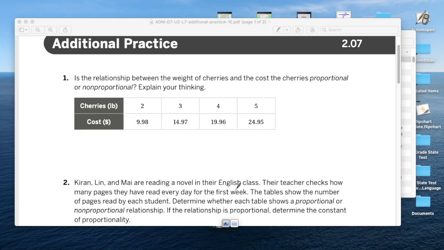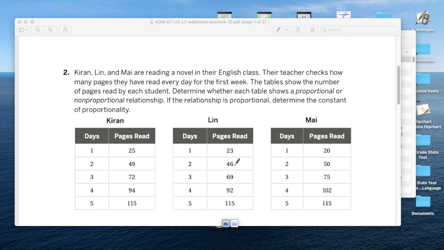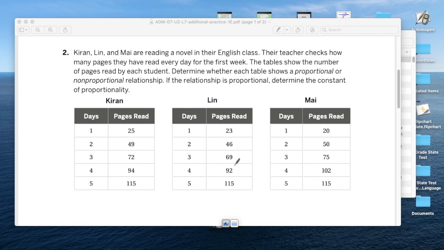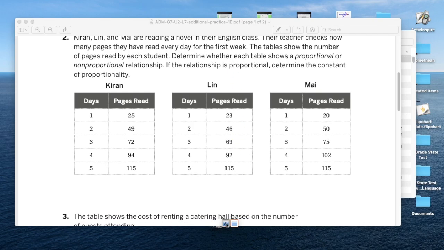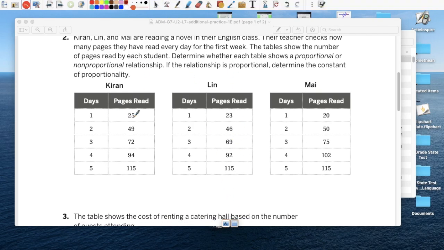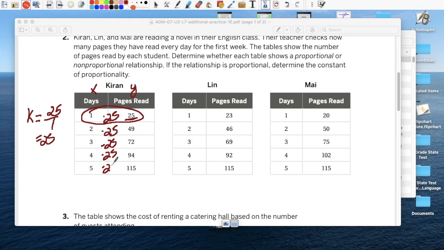Determine if each table shows a proportional relation or not proportional. If the relation is proportional, determine the constant of proportionality. Okay, that is easy. So let's take a pair and find the constant of proportionality. I'm going to divide. Let's make this y and this is x. So 25 divided by 1, and guess what? It's times 25. I already knew that because the unit rate, which is here, tells me what the constant of proportionality is. And let's see if the table is proportional.